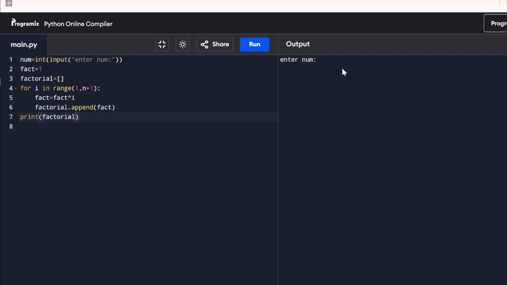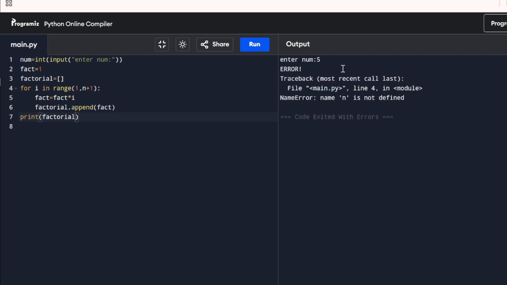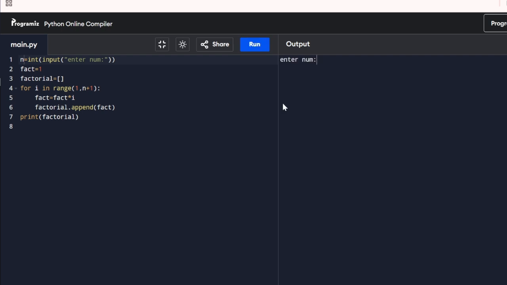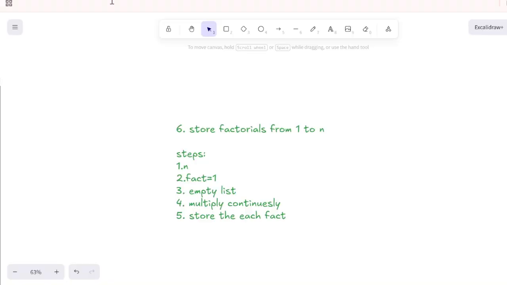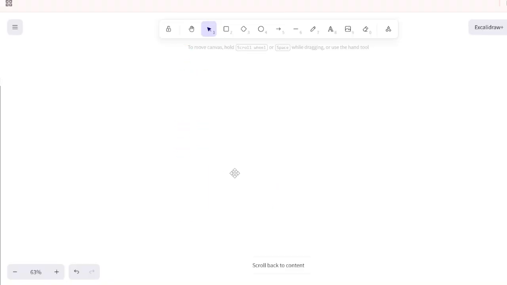Yeah, we can write up to 5. n is not defined. Sorry, I left out the number. Okay, we got the factorials up to 5: 1, 2, 6, 24, 120. Yeah. So we have completed our third series called Factorial.